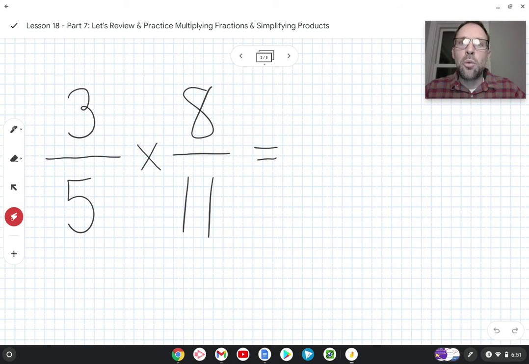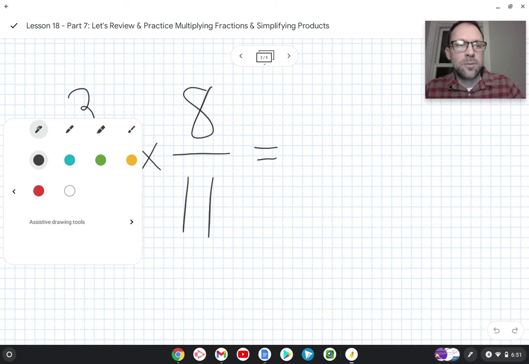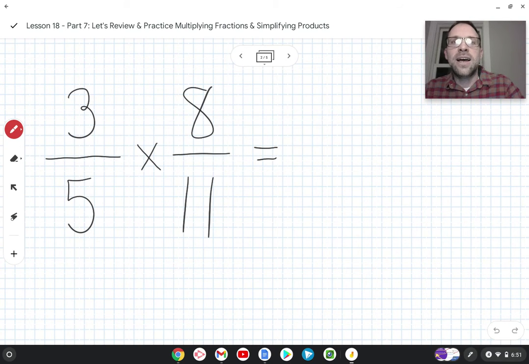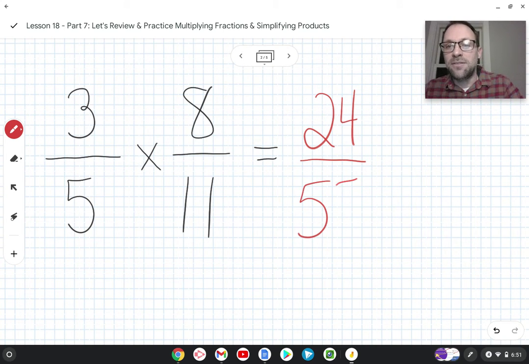If you recall, when we multiply fractions, we simply multiply the two numerators together and the two denominators together. So here in this problem, we're going to get 3 times 8 is 24, and 5 times 11 is 55. And the answer is already in simplest form. We do not need to simplify.